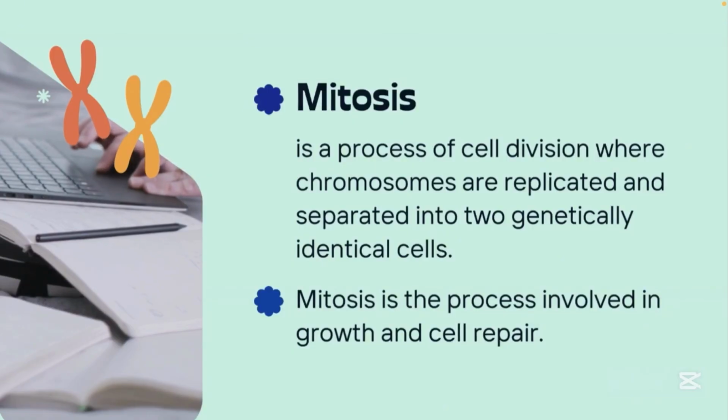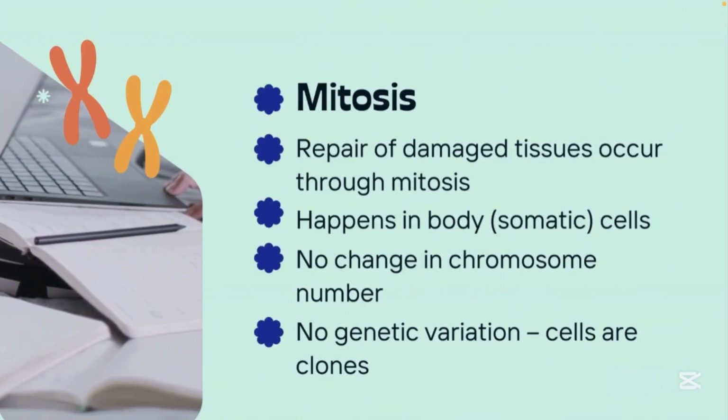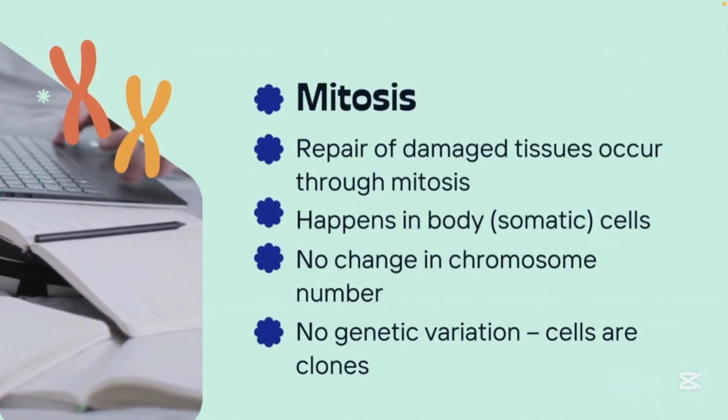Mitosis is a type of cell division that produces two identical daughter cells from one parent cell, and it is used for growth of an organism, repair of damaged tissue, and asexual reproduction. Let's see more uses of mitosis. It repairs the damaged tissue which occurs in our body. It happens in the somatic cells. It does not change the chromosome number and no genetic variation occurs in the cell.